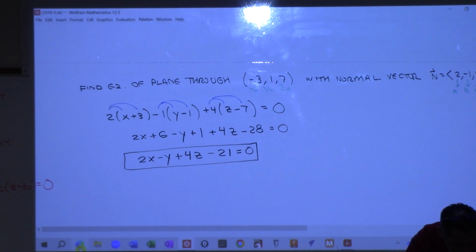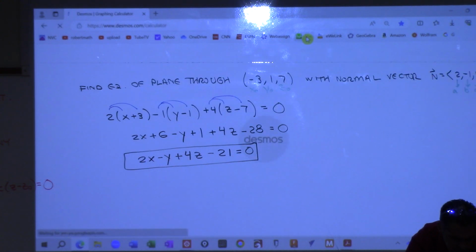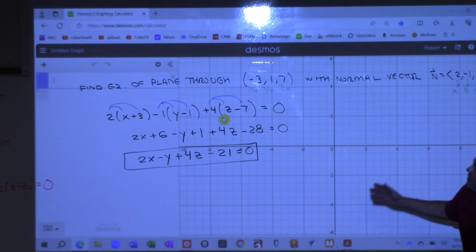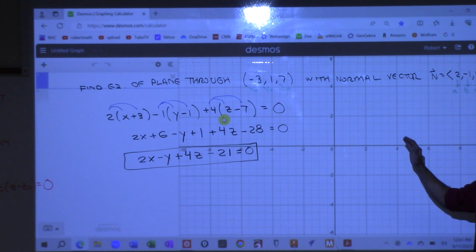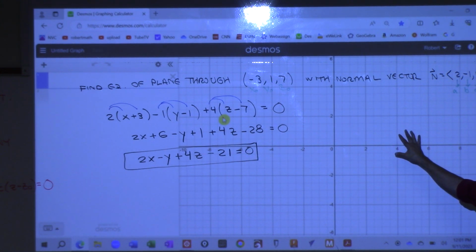Can you graph this in Desmos? Do you all know Desmos? Yeah, you all know Desmos, right? Yes? How many of you don't know Desmos? It's okay if you don't. Most people use Desmos for graphing.